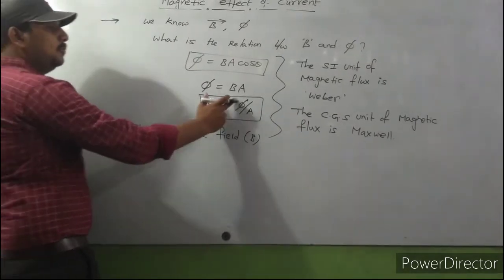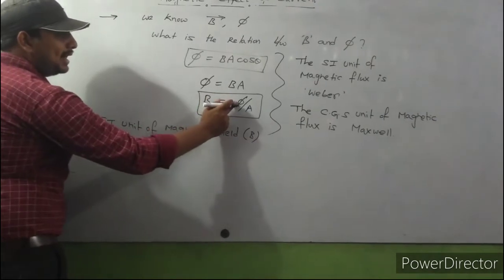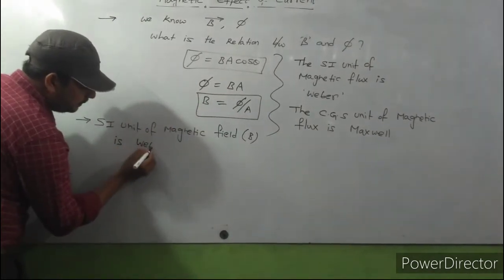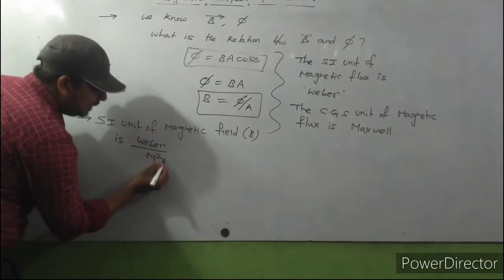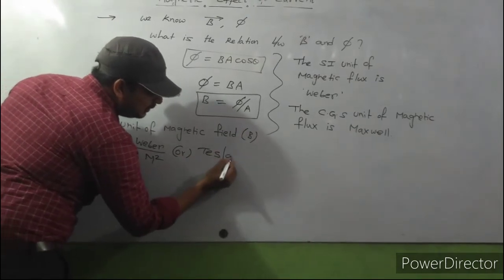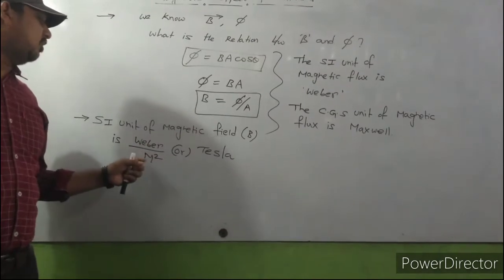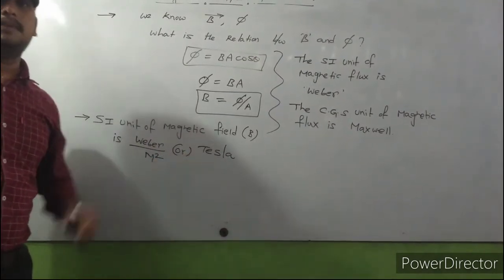Magnetic field is equal to phi by A. That means phi means magnetic flux. Magnetic flux unit is Weber. Weber by area, unit is meter square. Weber per meter square, or simply we can call Tesla. What is the SI unit of magnetic field? The SI unit of magnetic field is Weber per meter square or Tesla.